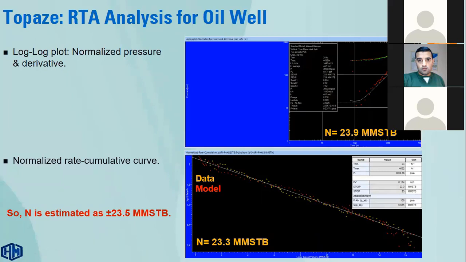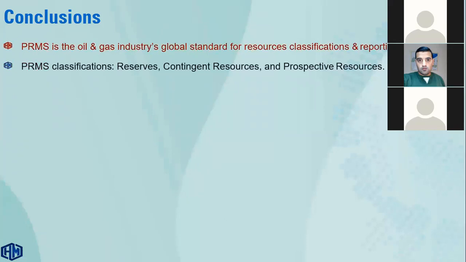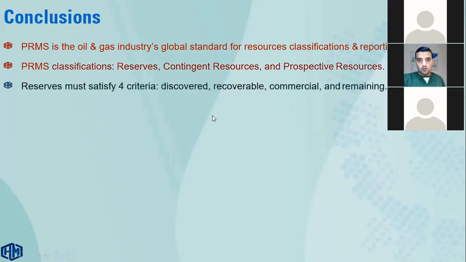So this is the last slide of this webinar. Now our conclusion for this webinar: the PRMS, or Petroleum Resources Management System, is the oil and gas industry global standard for reserve classification and reporting. PRMS classifications, from the top commerciality level to the bottom, are reserves, contingent resources, and prospective resources. The reserve must satisfy four criteria: it must be discovered, recoverable, commercial, and remaining.